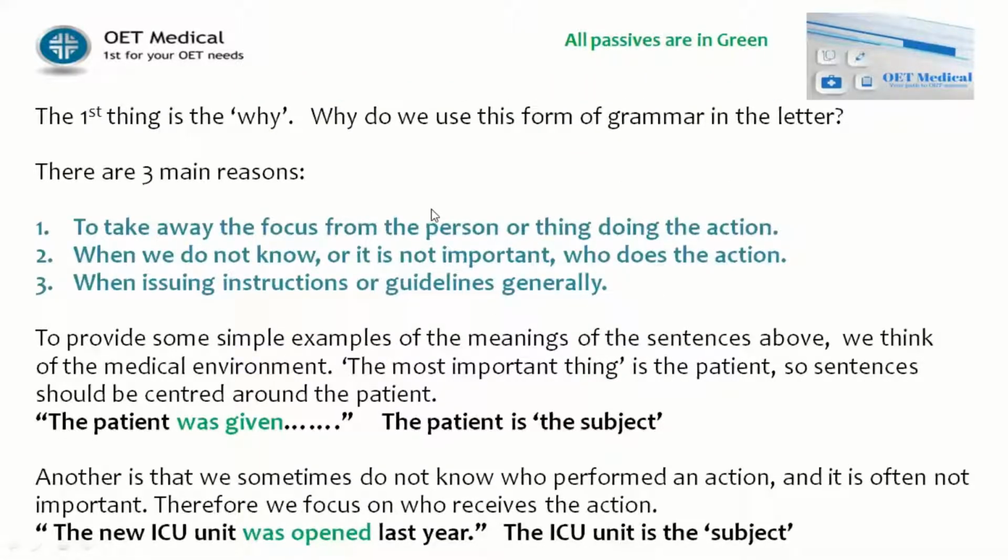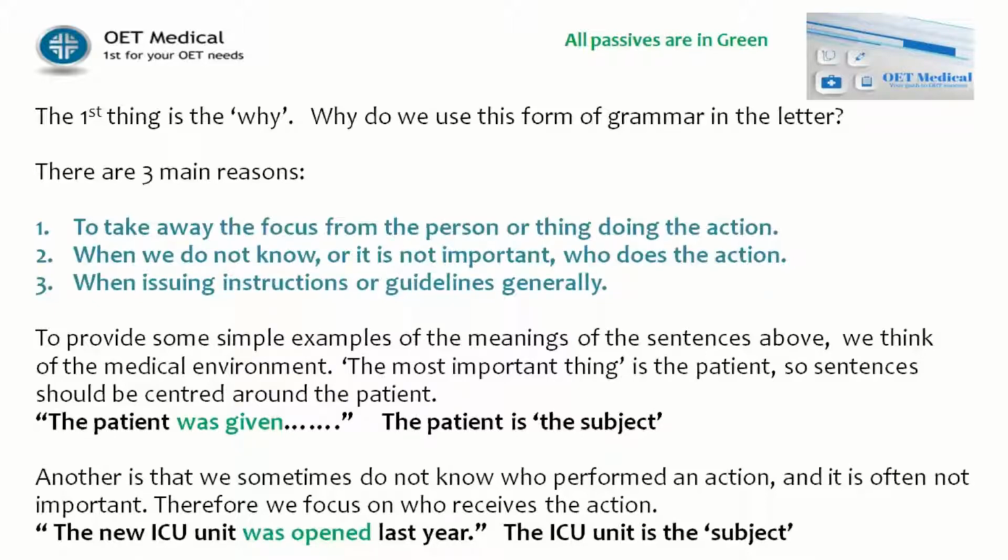The first thing is the why. Why do we use this form of grammar in the letter? There are three main reasons. First, to take away the focus from the person or thing doing the action. Second, when we don't know or when it is not important who does the action. And three, we can also use it when we're giving out general guidelines or instructions.